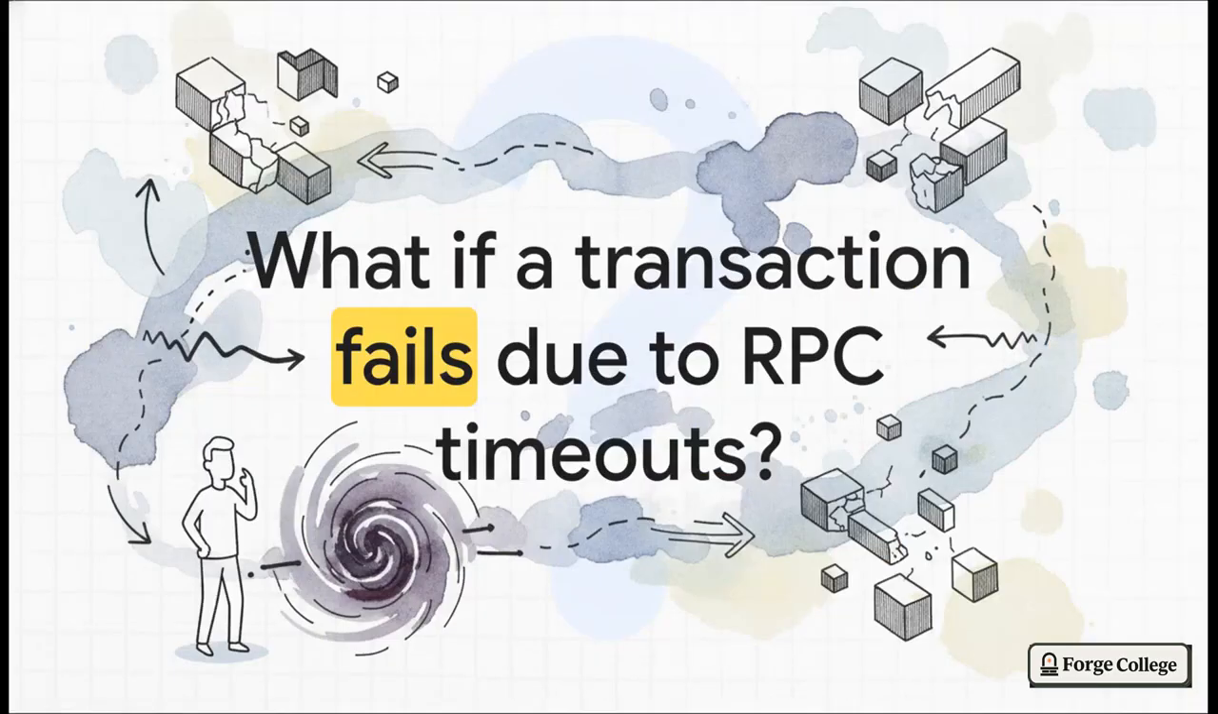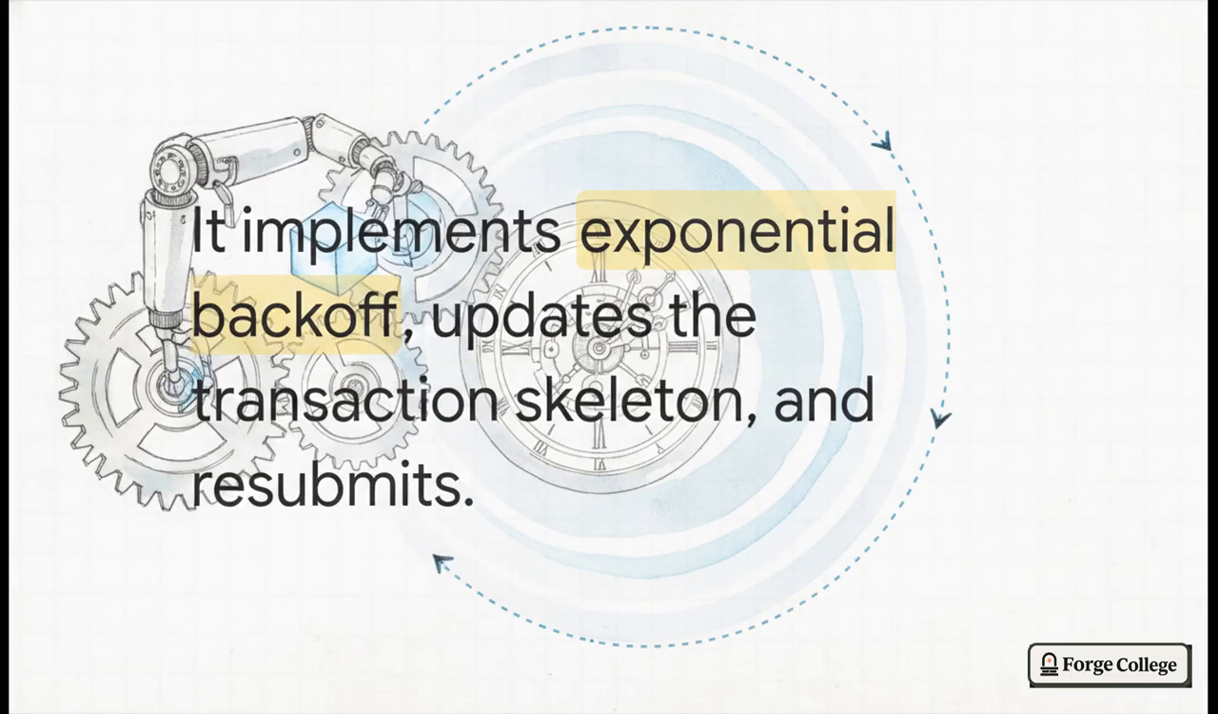But that does raise a really important question. What happens if a planned transaction fails due to something like blockhash expiry or an RPC timeout? We all know the blockchain loves to throw those transient curveballs at us. So what happens to our agent then? Well, that's exactly where the orchestrator steps in. It automatically implements an exponential backoff, updates the transaction skeleton, and resubmits. So it handles rebalancing the fees, grabs a fresh blockhash, and strategically gets your transaction back on track, all without forcing the brain, the controller, to start its whole thought process over again.